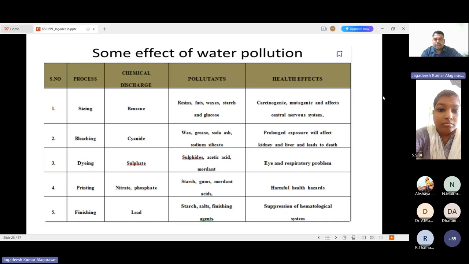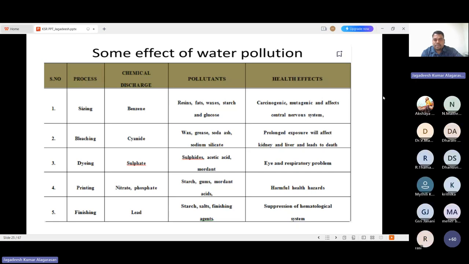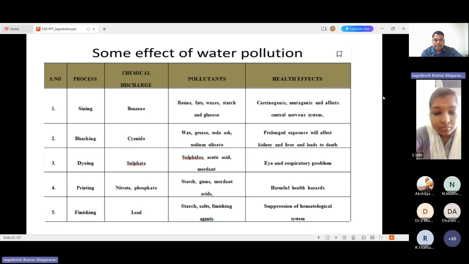So what are the effects of water pollution? First, the sizing process: the chemical discharged is benzene. The pollutants are resins, fat, wax, starch and glucose. The health effects are carcinogenic and mutagenic effects on the central nervous system. And bleaching releases cyanide, and the pollutants are wax, grease, soda and sodium silicate. Prolonged exposure will affect the kidney and liver and lead to death.